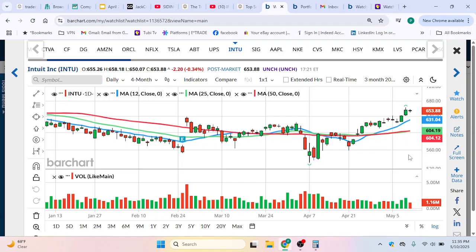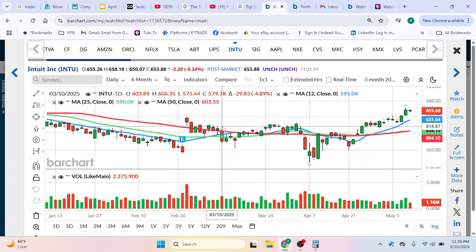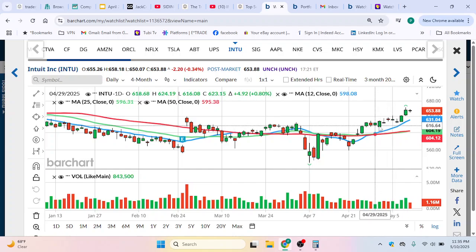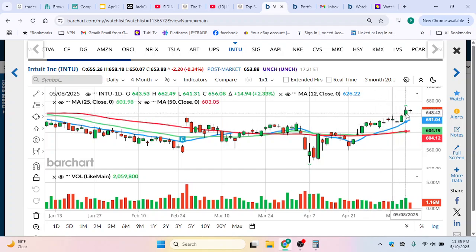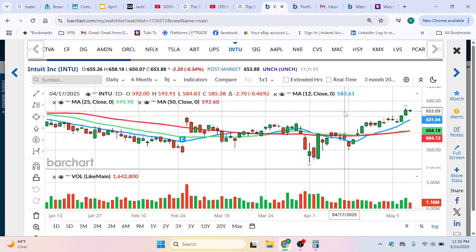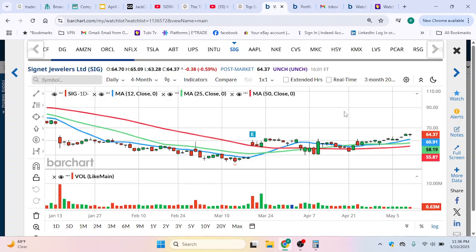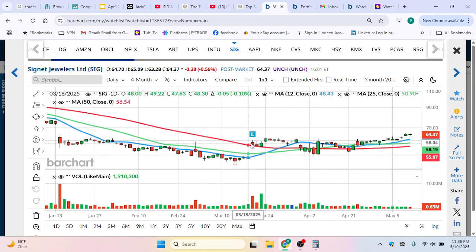Intuit, right? Gap up on earnings, then had this sell-off from overall market weakness, had a low, higher low, and now we've recently made another higher pivot low and made a new high on Thursday. So this is a stock that's beginning to trend up. Symbol INTU for Intuit. Signet Jewelers, for whatever reason, was in this long-term downtrend, has recently improved, right? Gap up on earnings, sideways, improving.